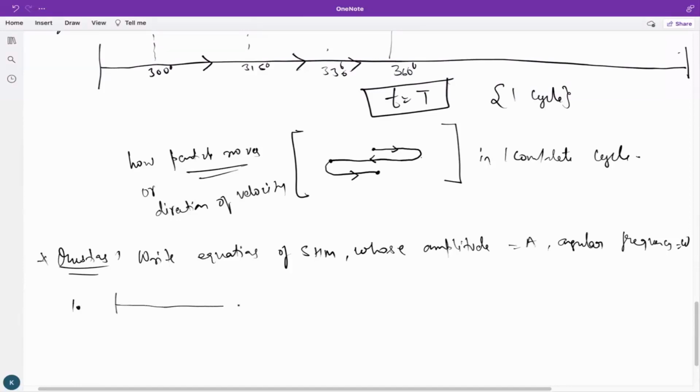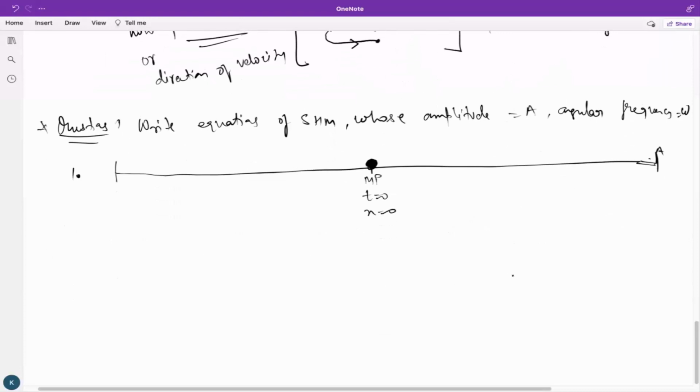So this is our mean position. At t is equal to 0, x is equal to 0, and our particle is here. This dark point shows where the particle is, right? Let me take the first case as simple. So there is our particle. Let me do it with the dark spot. Okay. So you have to write the equations of the motion.